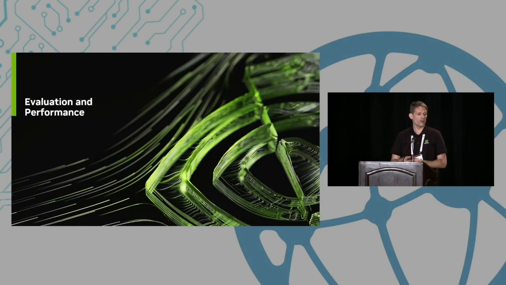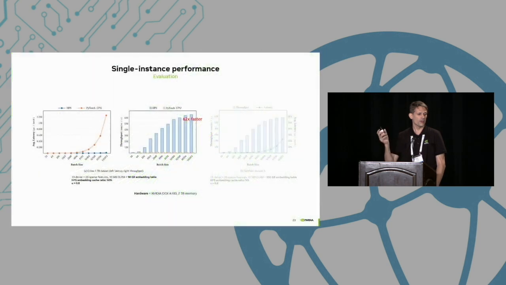Next, let's have a look at some actual performance figures. So here we investigate how a single HPS instance fares against a PyTorch CPU implementation. To that end, we respectively plotted the latency and the throughput when doing inference with a DLRM model at different batch sizes on a single DGX A100 node. As dataset, we used the Criteo 1 terabyte click log. This machine that we used here has 2 terabytes of CPU memory, which is enough to cache the entire 90 gigabyte embedding table in CPU memory.